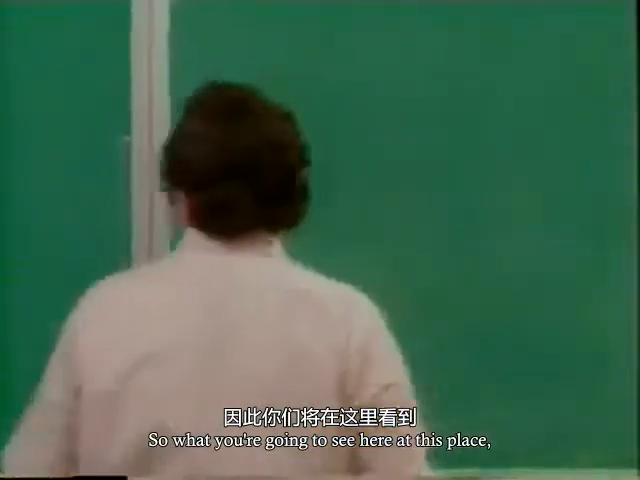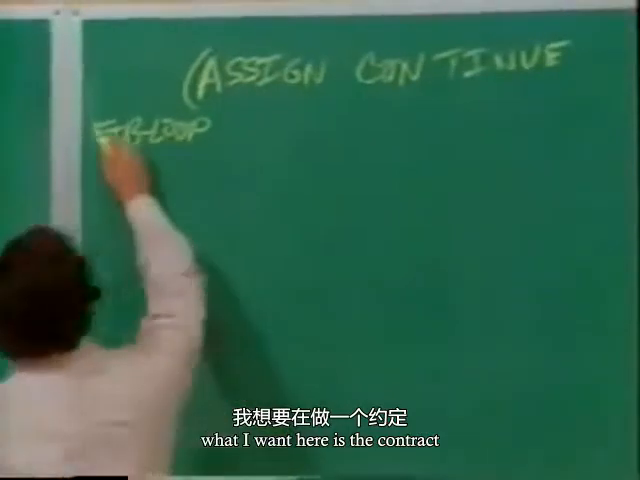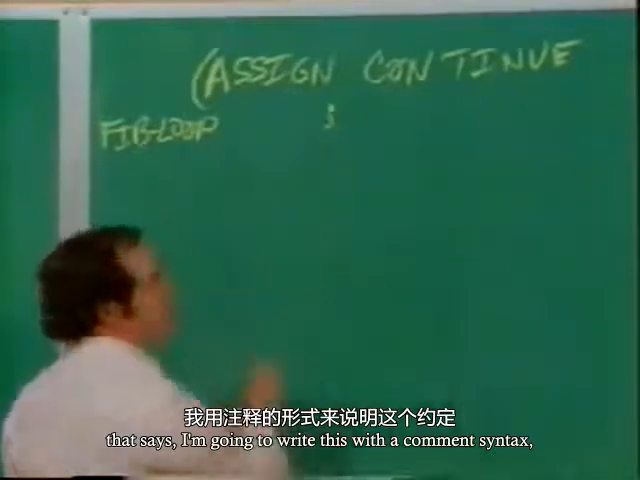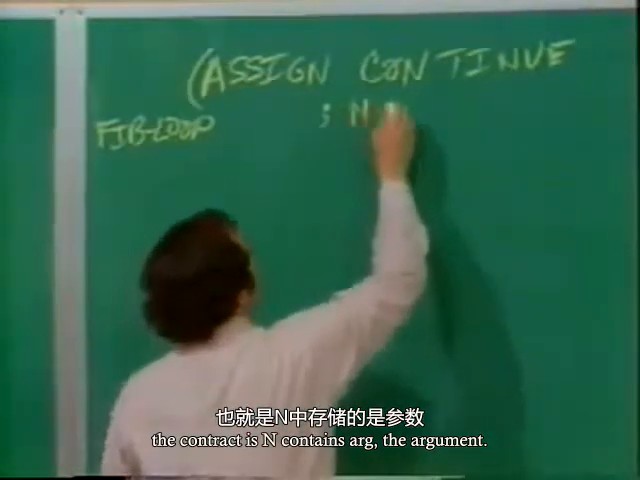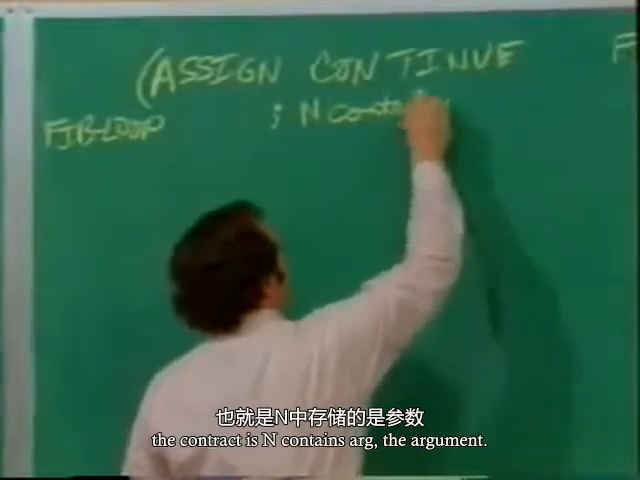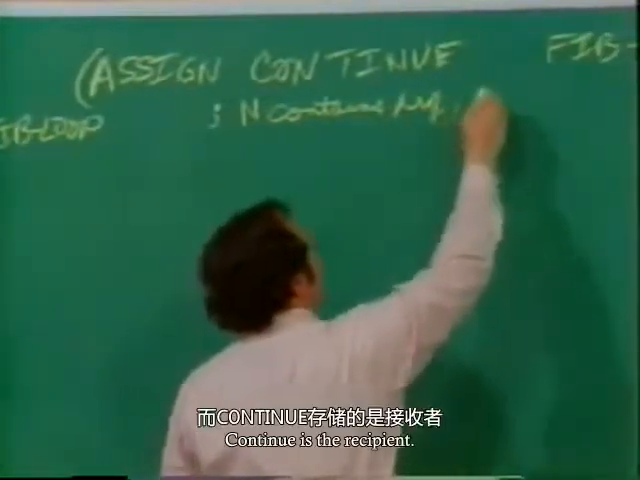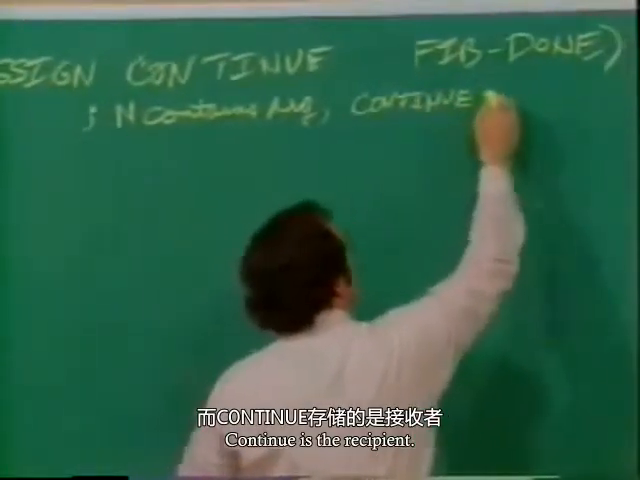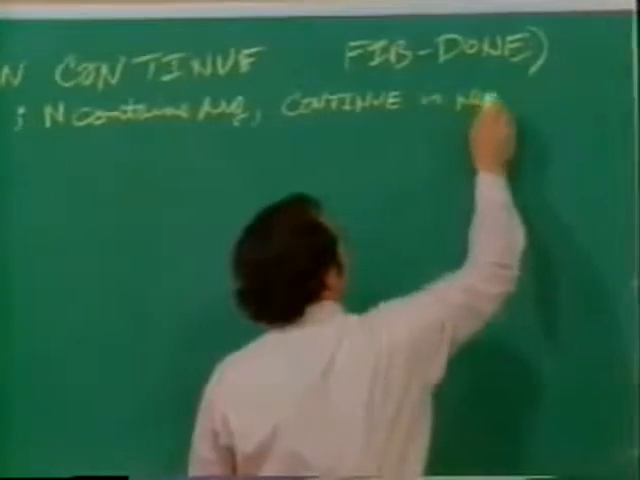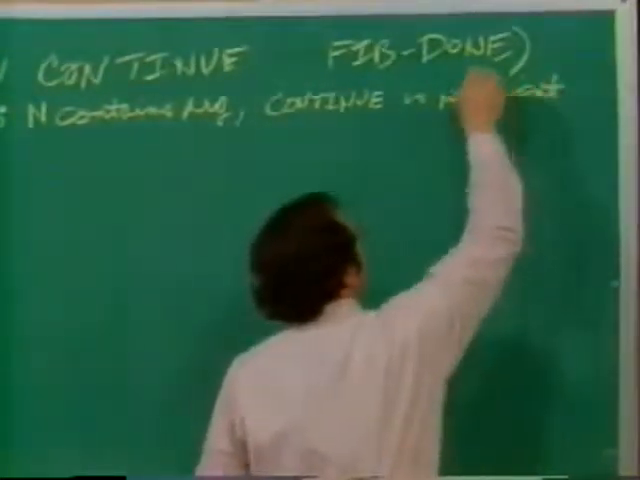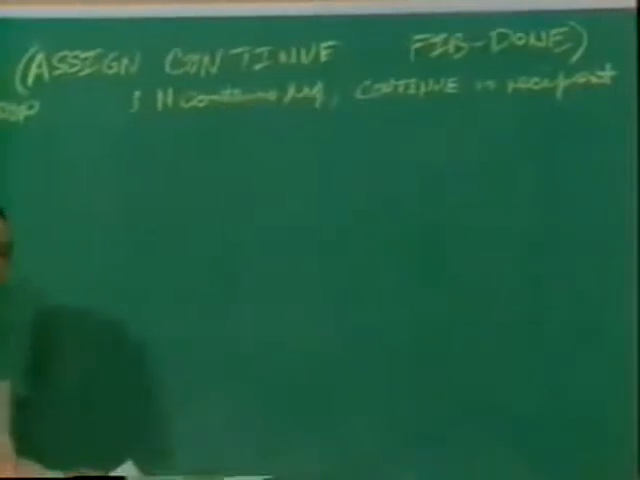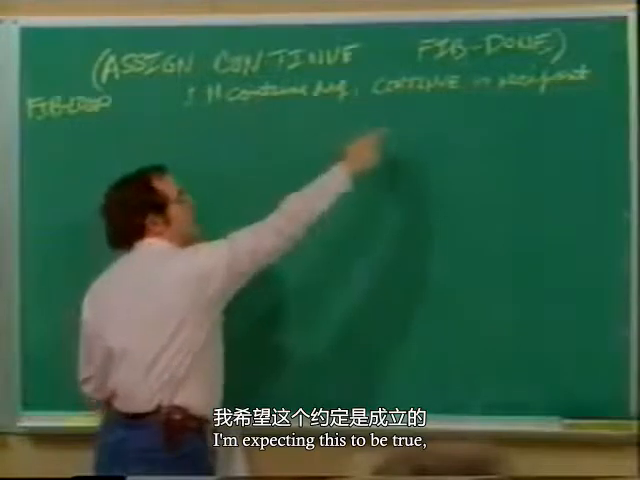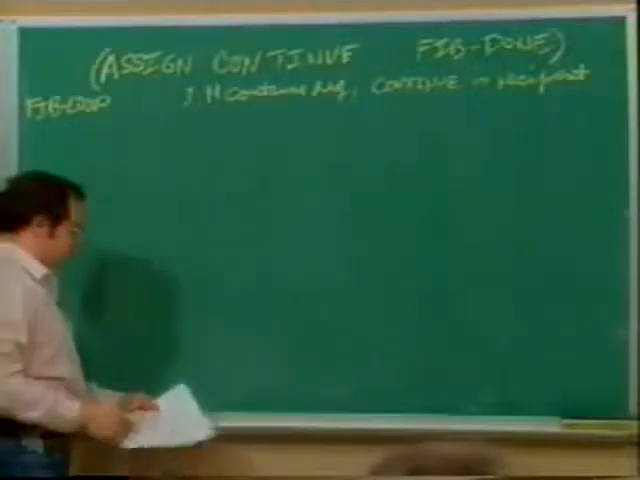So what you're going to see here at this place is the contract. I'm going to write this with a comment syntax. The contract is: n contains arg, the argument, and continue is the recipient. In other words, at this point, if I ever go to this place, I'm expecting this to be true: the argument for computing the Fibonacci.